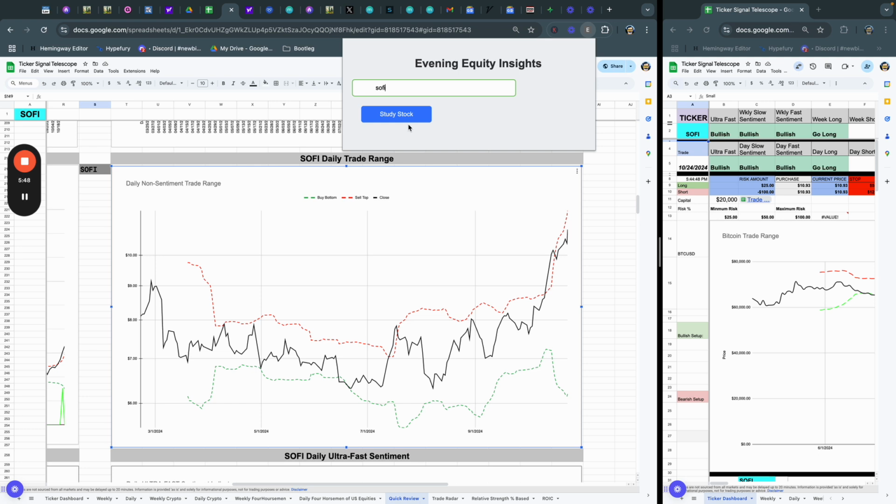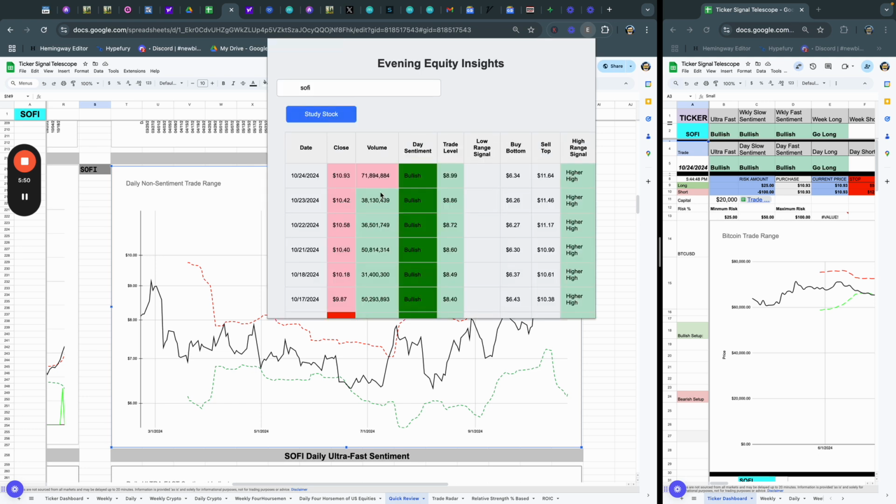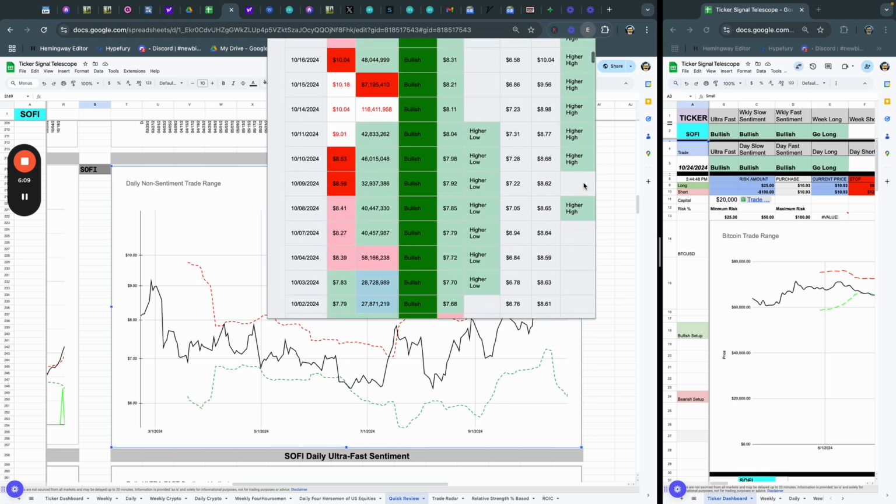So, as I've mentioned, I don't like to use Google Finance data. The reason why is because A, it's free, and B, they don't really take care of it. But I do enjoy calling APIs and building apps. This one that you're seeing here, the Evening Equity Insights, is something that I built for myself just in case everything broke. I'd at least have the most important parts. I want to see what's going on with price. I want to see what's going on with volume. I want to see what the actual sentiment is. I want to see what the trade level is. I want to look at the buy bottom, the sell top. And the most important thing to me is, am I getting higher highs or higher lows?